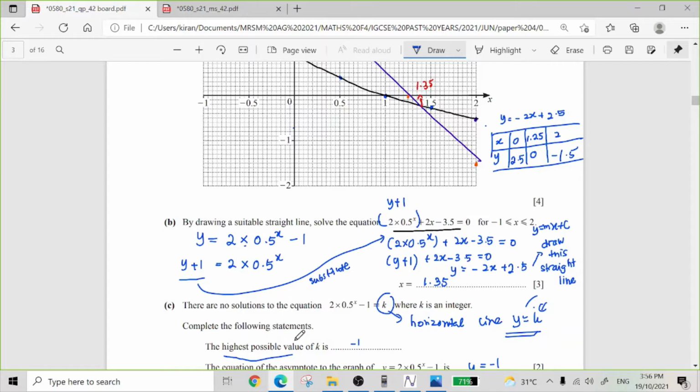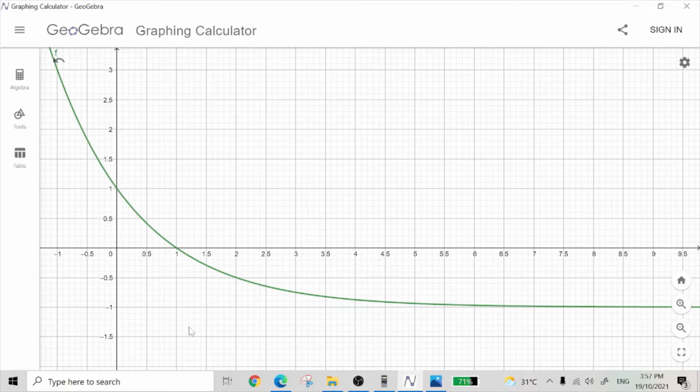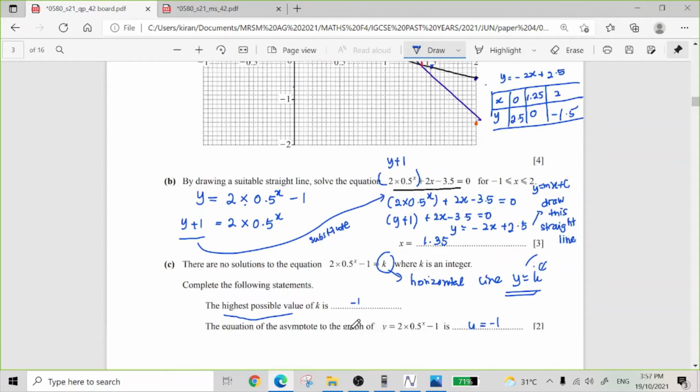Okay, so we look at from the original graph here. As you can see this graph, there is asymptote when y equal to negative 1. When the line comes here, y equal to negative 1. That is the highest possible value for this graph to have no solution. Okay, so the answer is negative 1.